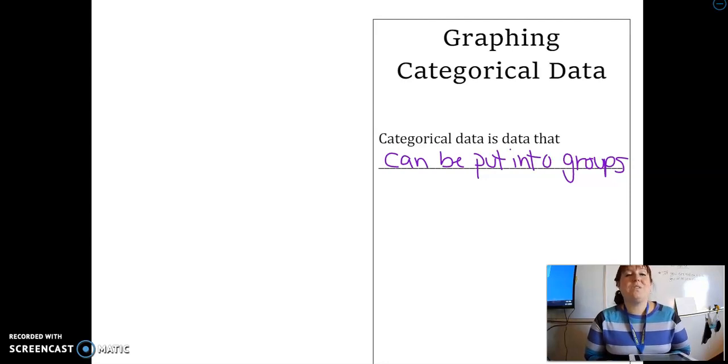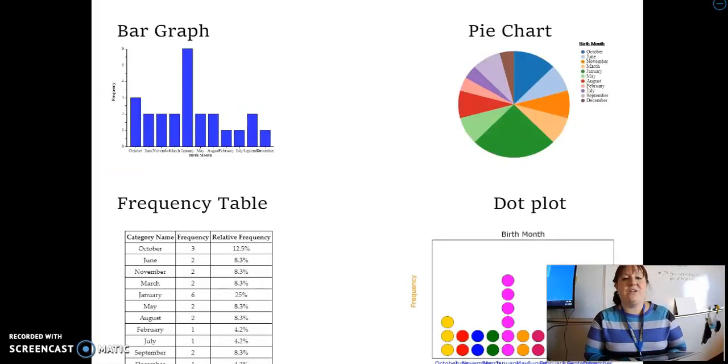So we have these categories, and we need to figure out a way to display them. Now, there's going to be lots of different options that you can use, but the four main ones I have here on the inside of your foldable. We either do a bar graph, a pie chart, a frequency table, or a dot plot. We are going to probably do some segmented bar graphs, some double bar graphs, some two-way frequency tables, so some versions of these we may also, but these are our main options for how to display our categorical data.